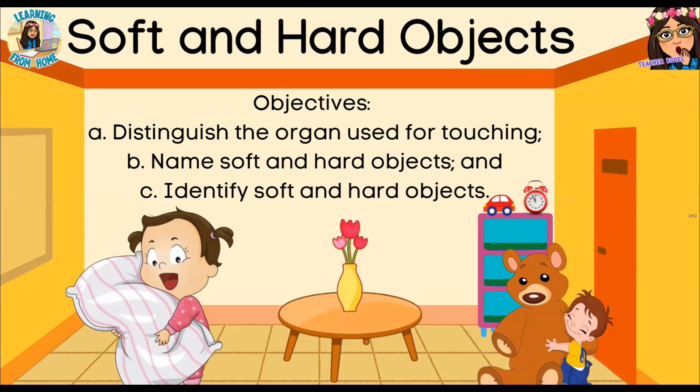For today, we're going to talk about the soft and hard objects. Here are our following objectives. First, distinguish the organ used for touching. Second, name soft and hard objects. And third, identify soft and hard objects.